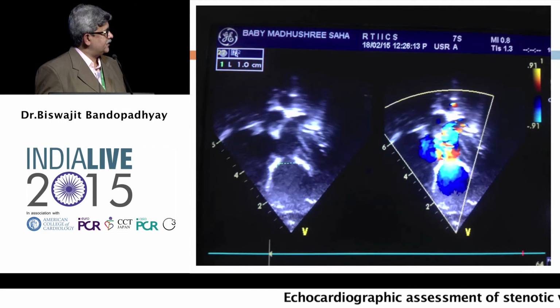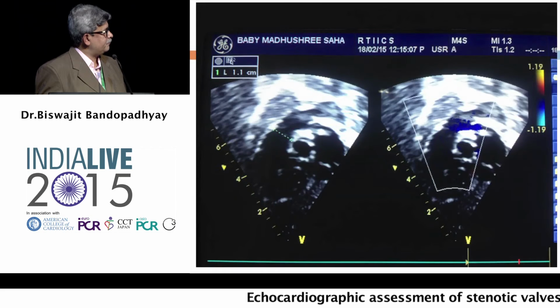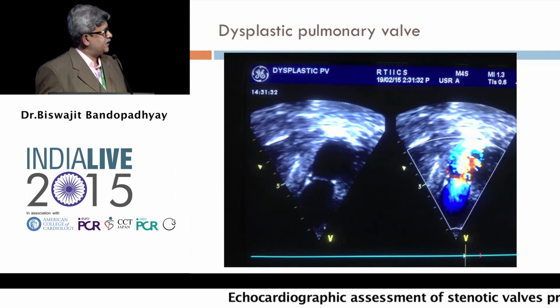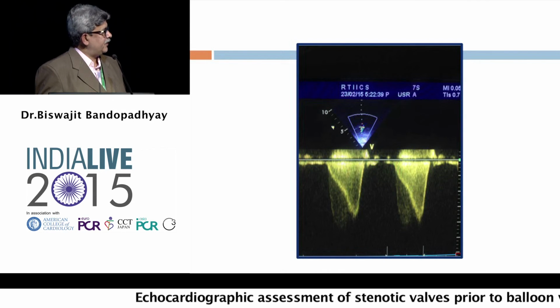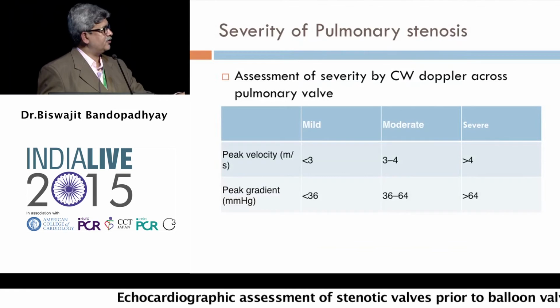Again, you can see the valve leaflets are not really good looking. This color, CW signal is very important. This particular sickle shape is the infundibular component of the stenosis, and this tongue shape is usually the valvular component. So you have to assess how much degree of stenosis is at what level.